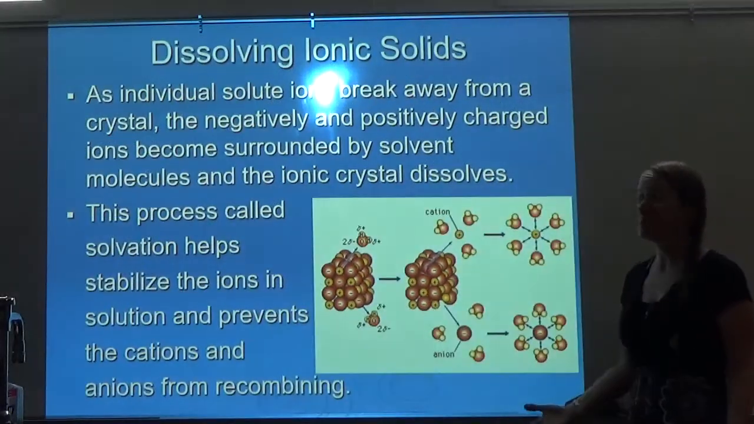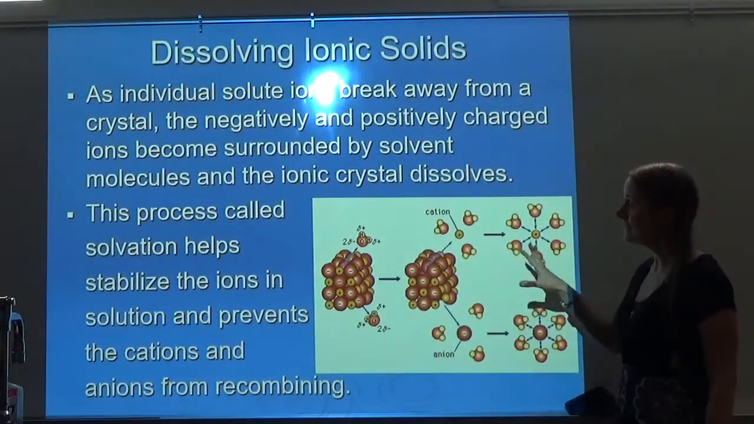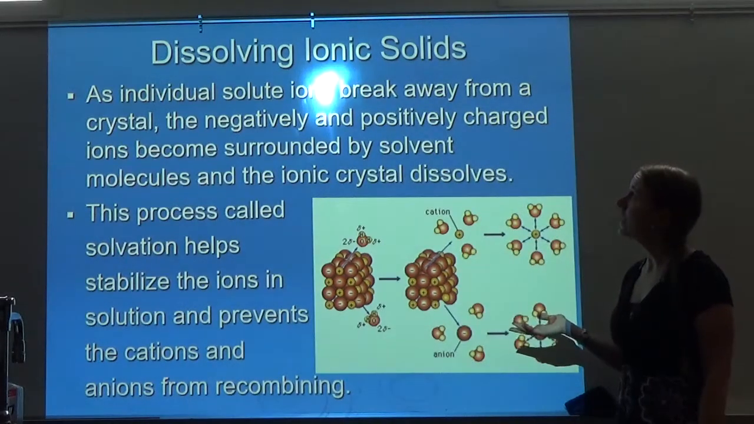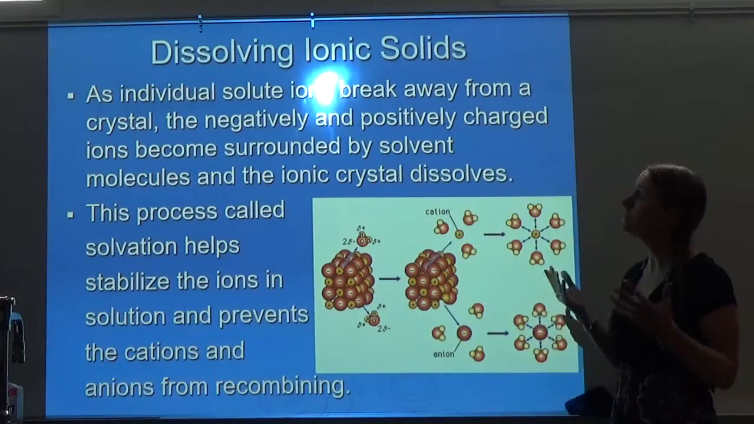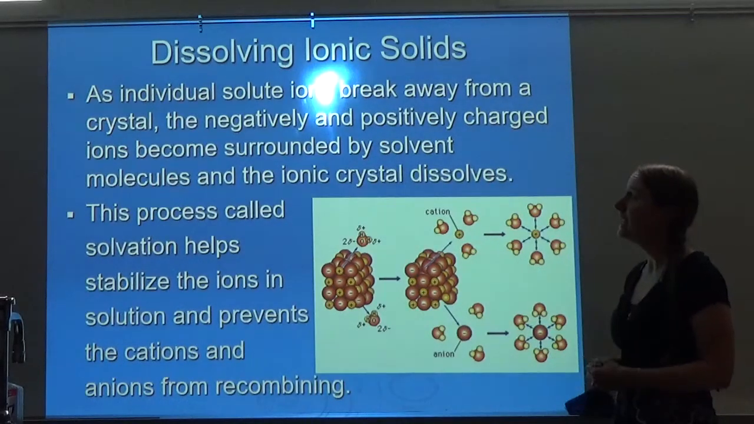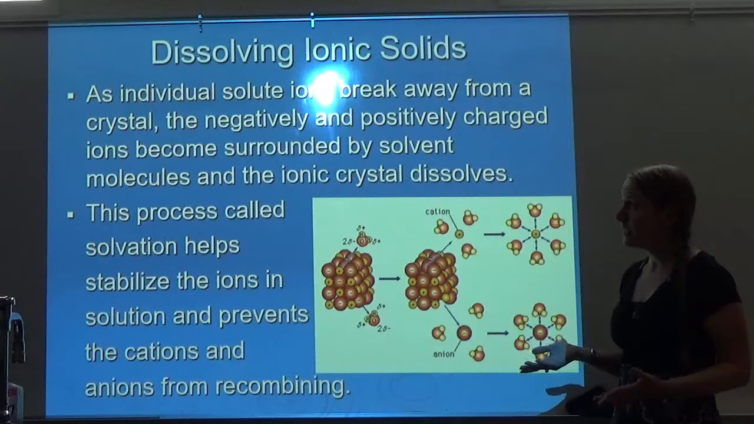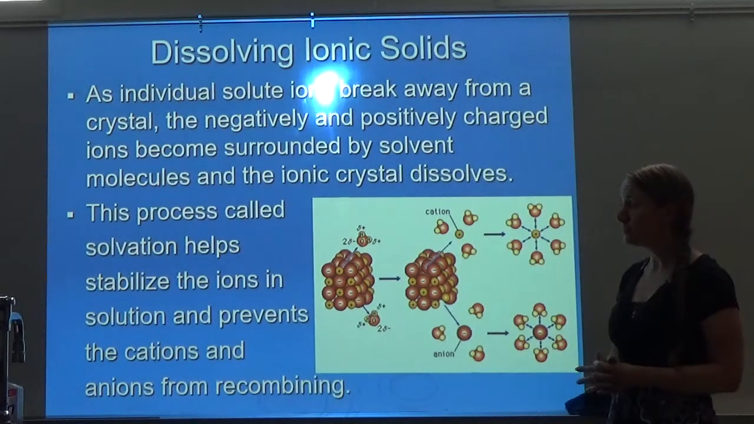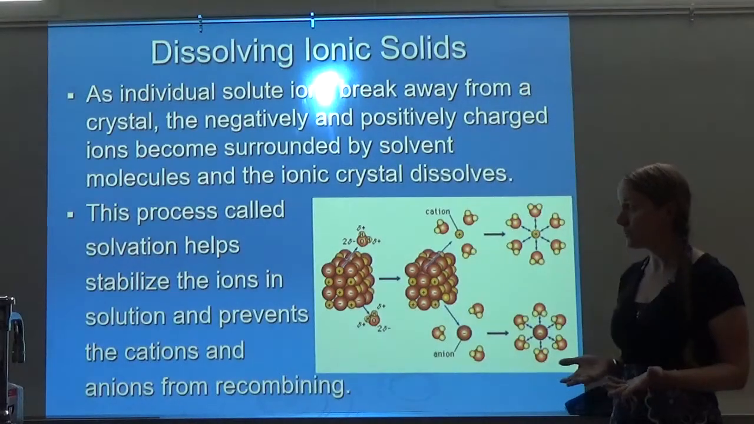So how do these substances dissolve in water? This is how an ionic compound dissolves in water. It says individual solute ions break away from a crystal, the negatively and positively charged ions become surrounded by solvent molecules, and the ionic crystal dissolves. This process, called solvation, helps stabilize the ions in solution and prevents the cations and anions from recombining.